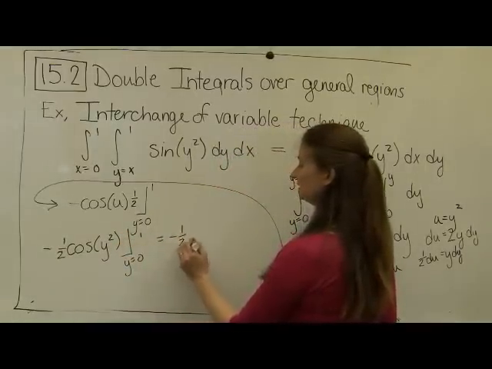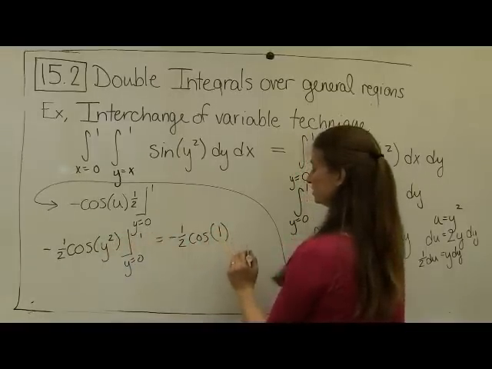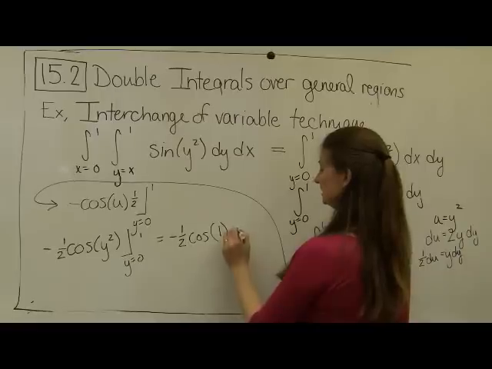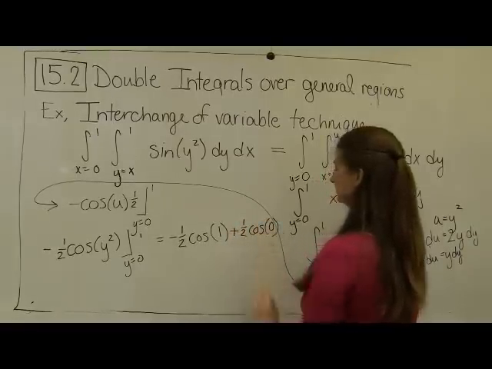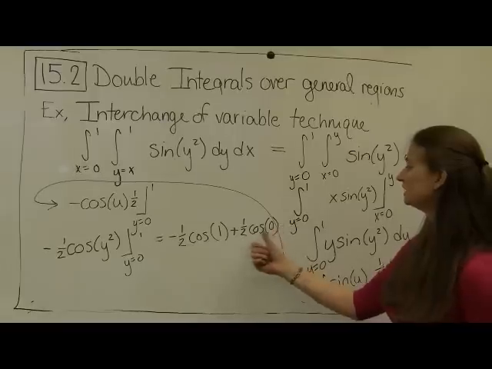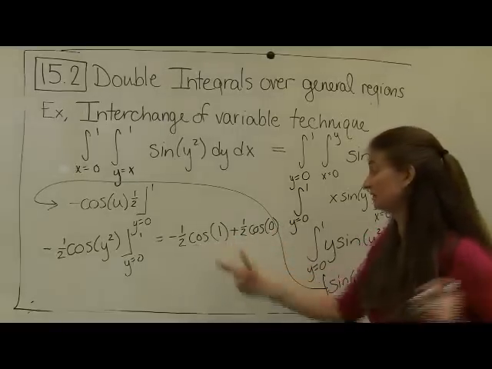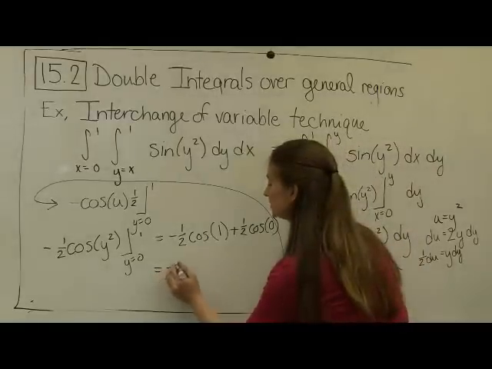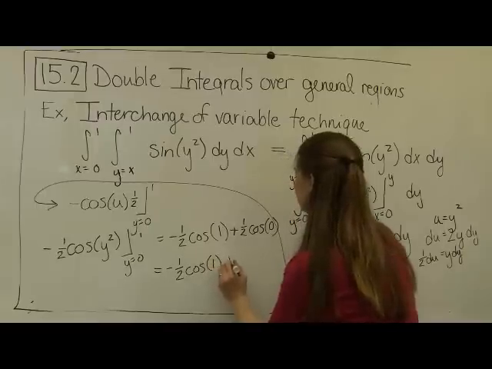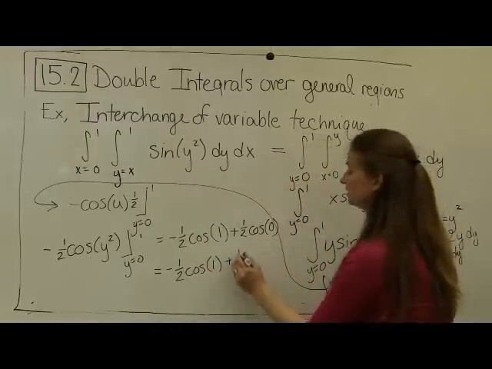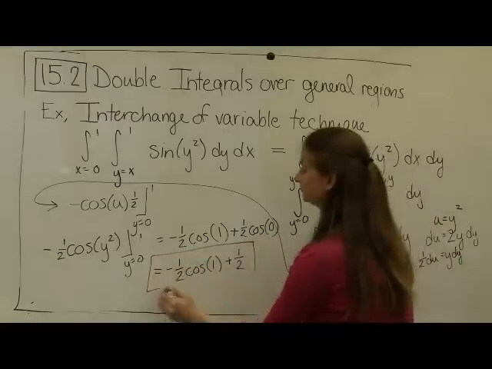This becomes negative 1/2 cosine of 1 squared, minus negative 1/2 cosine of 0. Cosine of 0 is 1. Cosine of 1 is some crazy random number that we don't really know what it is, so I'm just going to leave it like that. And we get our final answer. Negative 1/2 cosine of 1 plus, since cosine of 0 is 1, this becomes plus 1/2. And this is our final solution.